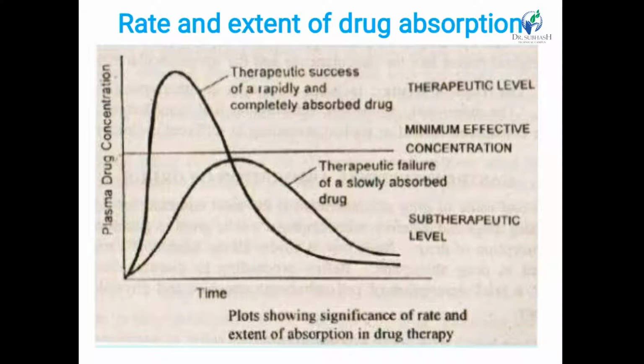But the drug which is slowly absorbed has therapeutic failure. It doesn't reach its minimum effective concentration and it doesn't show any physiological response. So this figure shows you the significance of rate and extent of absorption in drug therapy.